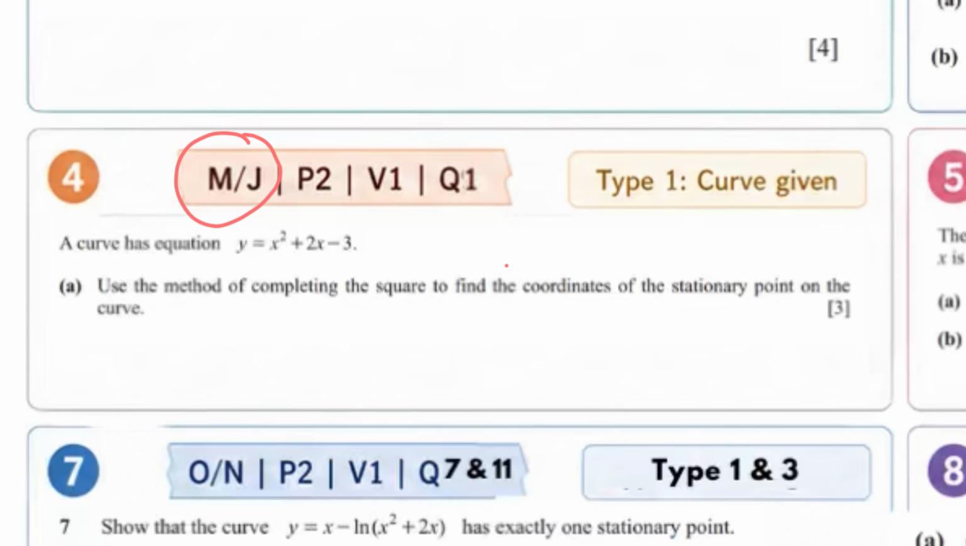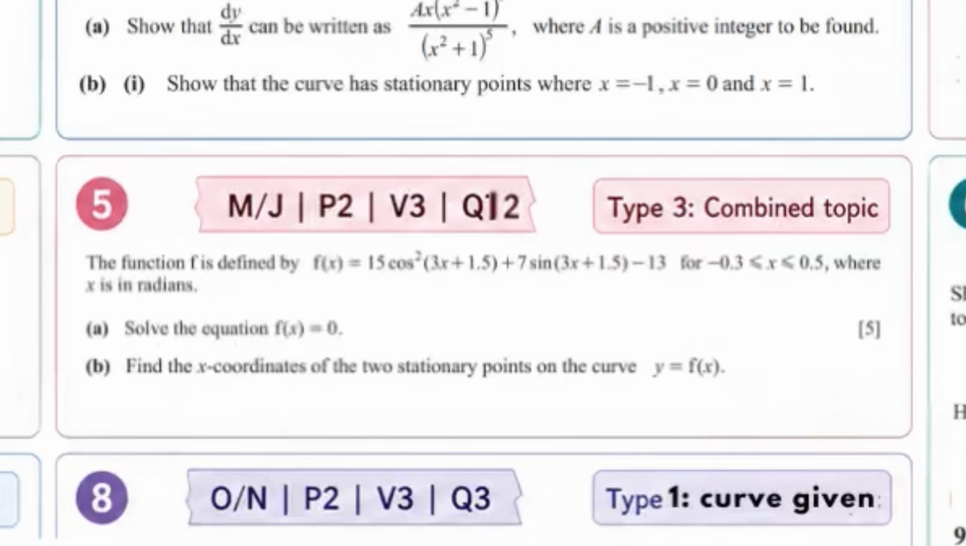May, June, paper 2, variant number 1. Again, the keyword stationary point pops up and a curve equation is given. May, June, paper 2, variant number 3 is a special case where this is type 3. You need to find the stationary point, but the curve was given as a function, and in that function you have trigonometry. So this is type 3 where they combine chapters.